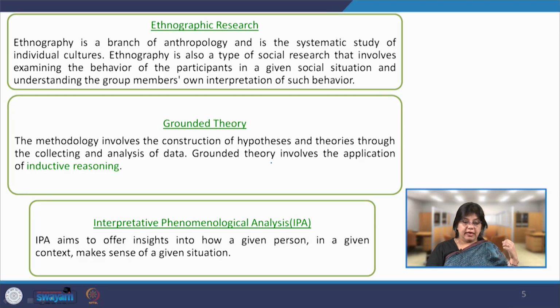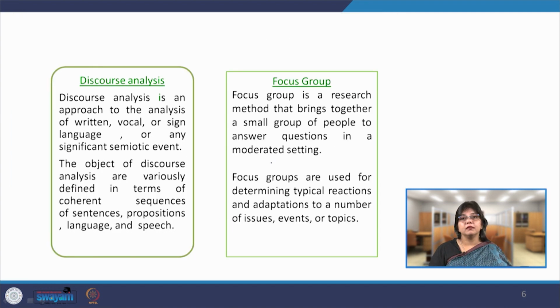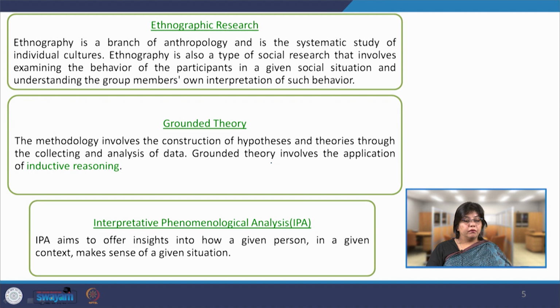Next comes this different types of qualitative analysis or research methods: the ethnographic research, grounded theory, interpretive phenomenological analysis, discourse analysis and focus group. So, ethnographic research, ethnography is a branch of anthropology and is a systematic study of individual cultures. It is also a type of social research that involves examining the behavior of the participants in a given social situation and understanding the group members' own interpretation of such behavior.